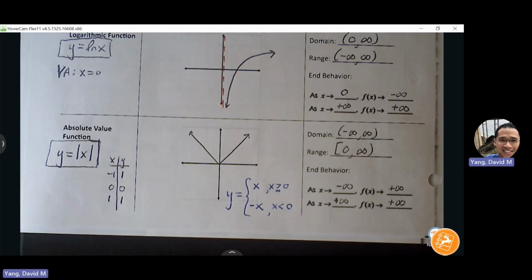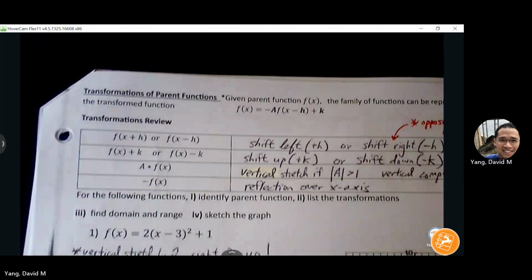All right. So now that we have those parent graphs introduced, let's talk about how we can move those graphs around using transformations. So have you guys copy this down here.